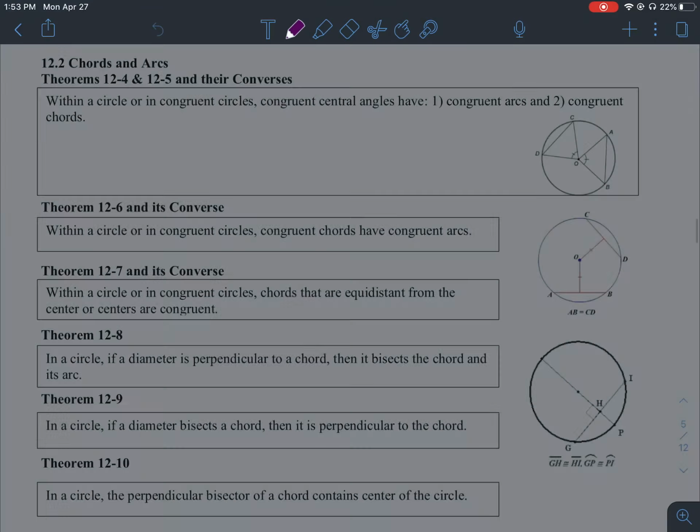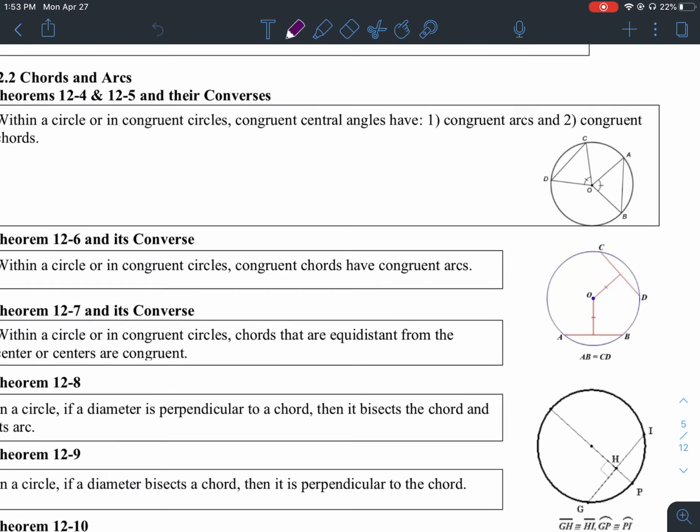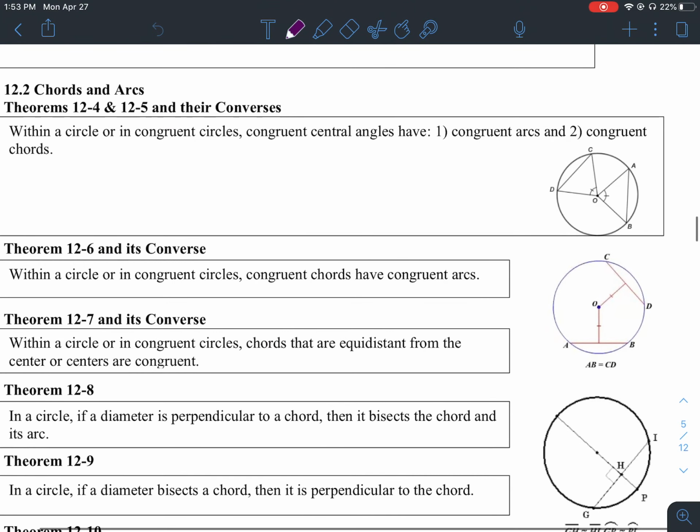So I'm going to go back to my notes. I'm going to talk through these. In this first one here, this is two theorems and their converses together. We took two individual theorems and merged them into one with two statements in there. You can see those two statements are labeled 1 and 2, but it says, okay, you have a circle, or you have two circles that are the same size, two congruent circles. This means the radii are the same size.